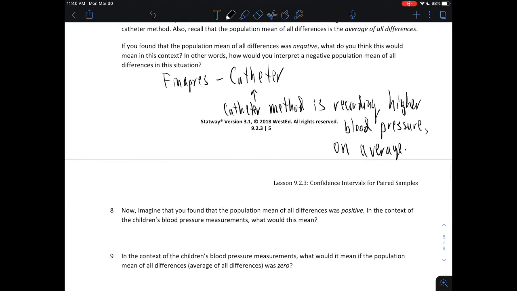So number 8, imagine that you found that the population mean of all differences was positive. In the context of the children's blood pressure measurements, what would this mean? So since positive is the opposite of negative, this answer is just the opposite of what we wrote for number 7. So this would say that the Finipress method is recording higher blood pressure, again, on average.